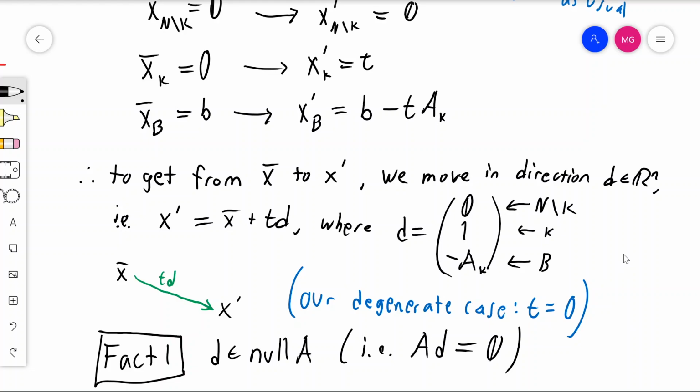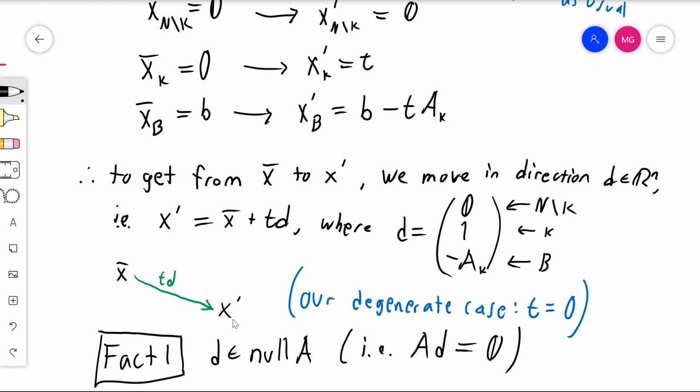But we're saying we are in a cycle, so that means the objective function value is never going up. That's the only way that we can cycle through bases. And so if the objective function value is not going up, that corresponds to the fact that the amount we're boosting by is 0. Because if we boosted by a positive amount, we'd go up by a positive amount. So t must be 0 for our degenerate case.